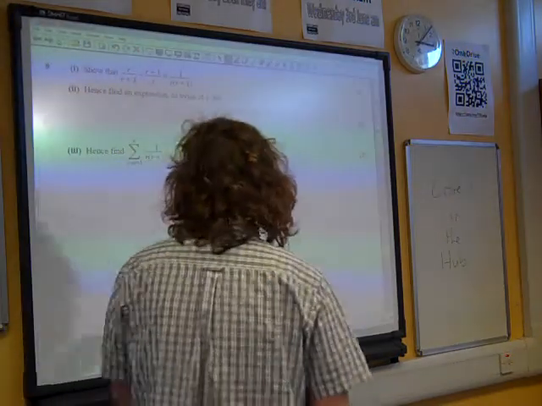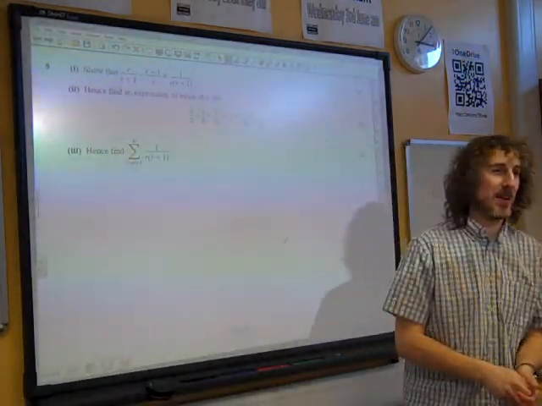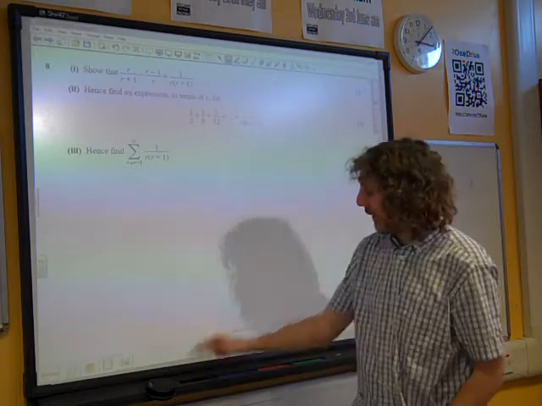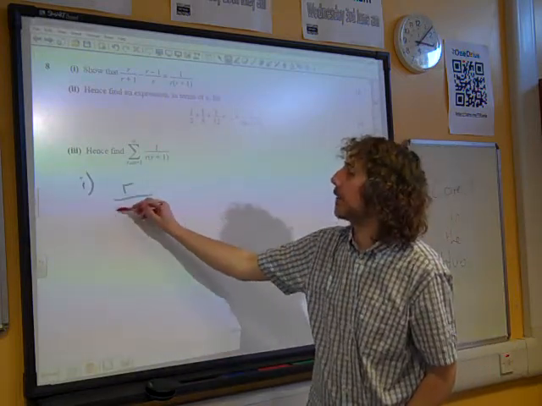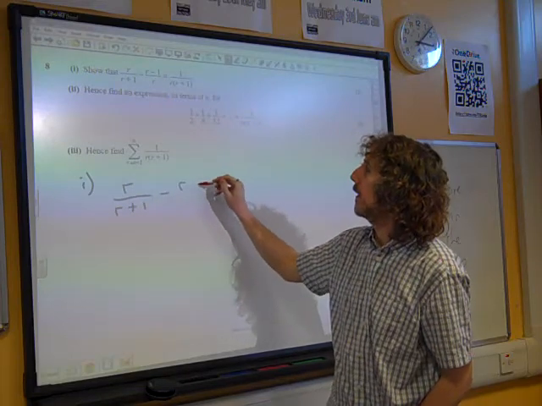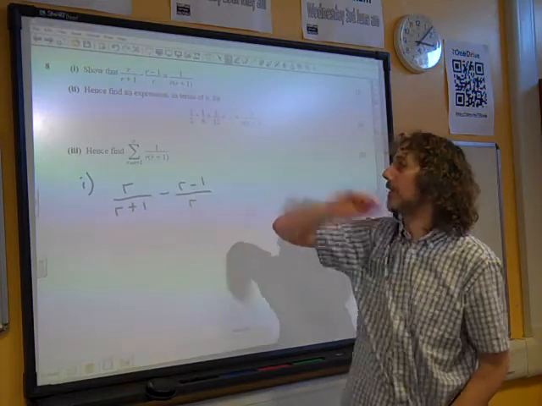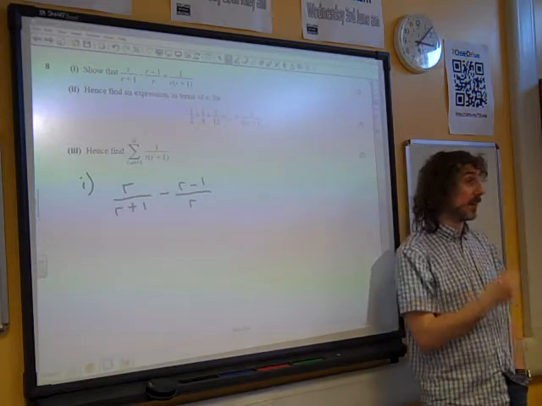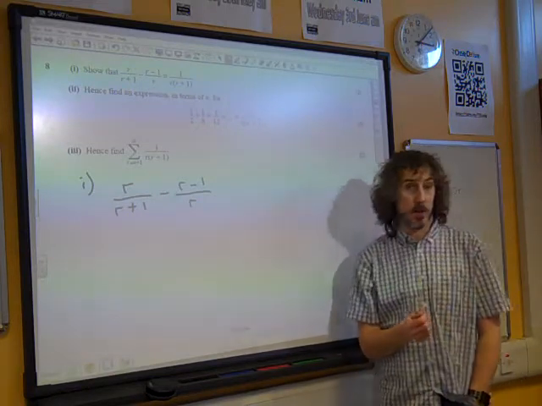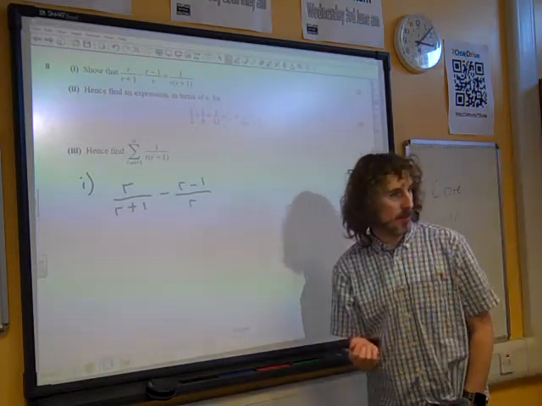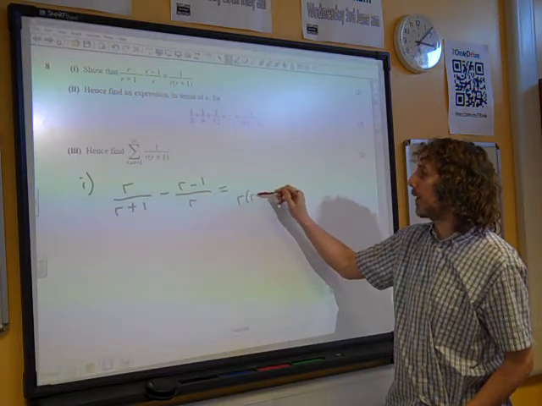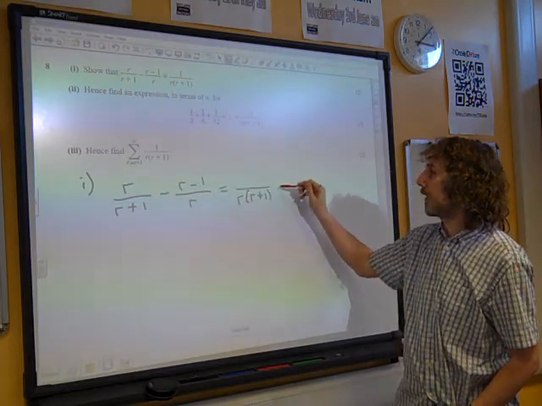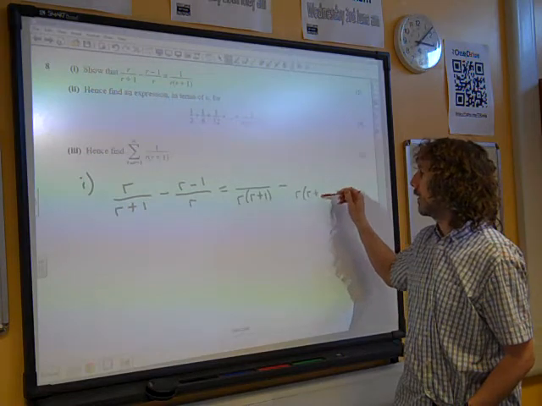Hey! Right. So question 8, the method of differences question. We're going to start with the first part, fairly standard kind of first part. Show that this is the same as that. So we need to put it over a common denominator. And normally when you're adding fractions, your common denominator is the product of the two denominators. So we're going to do r times r plus 1 as the bottom line of both of our fractions.